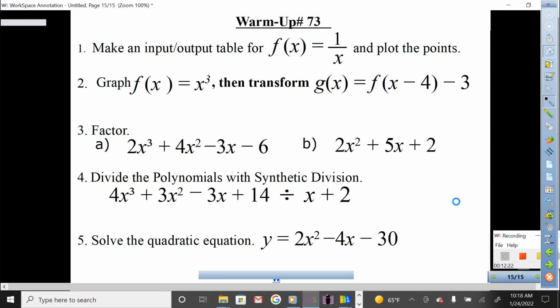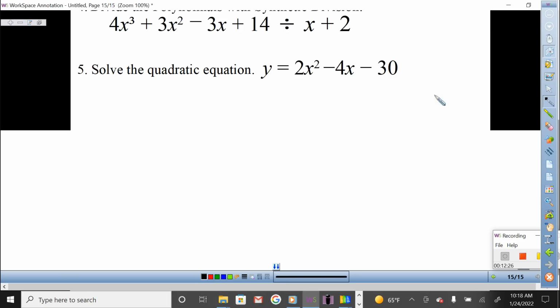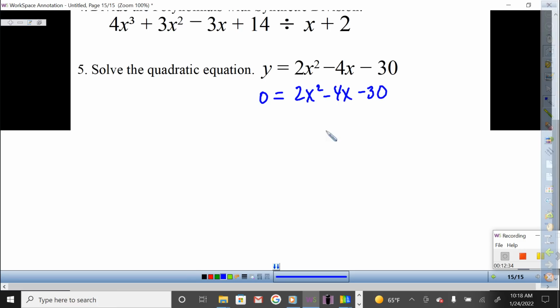Number 5. And last but not least, hopefully you remember this one. If not, what is the first thing we do when we solve quadratic equations? They need to be equal to 0. So we got 2x squared minus 4x minus 30. Next, is it a standard form? Yes. Is there a GCF? Yeah, 2. We're left with x squared minus 2x minus 15, and all that equal to 0.